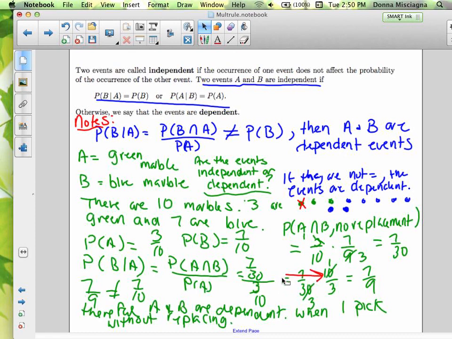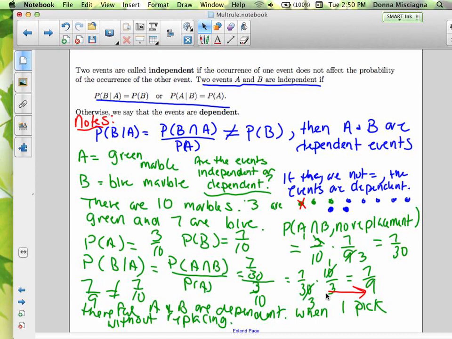Be a nice idea to reduce here. Those are both divisible by 10. 10 divided by 10 is 1, and 30 divided by 10 is 3. And then we multiply across. So 7 times 1 is 7. 3 times 3 is 9. So notice that we got a probability of 7/9.